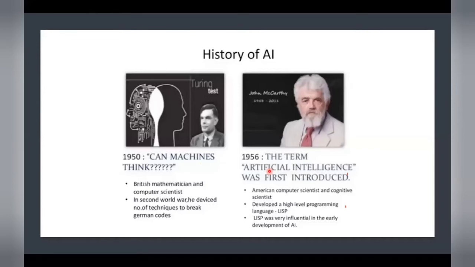Alan Turing actually made computers behave like humans and could become judgmental and give out the results. He used this in a particular fashion in the Second World War to break German codes. So this was called a Turing test, where artificial intelligence was first started.